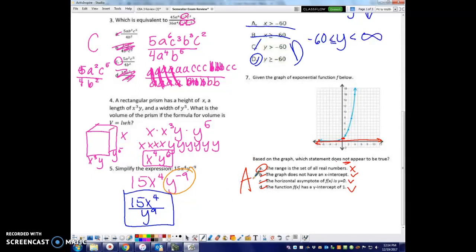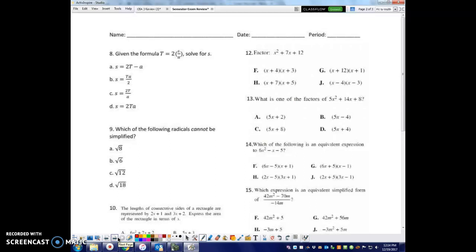Okay. Turn your page over. Given the formula, t equals 2 times s over a, solve for s. Okay, here's how I want you to handle this. Circle what you're looking for. So we have t equals 2 times s over a. Okay, so circle what you're looking for. We want s. We're going to deal with the thing that's farthest away from s, but still on the same side of the equal sign, which is this 2. The 2 is multiplying, so what's the opposite of multiplying? Divide. So we divide by 2.